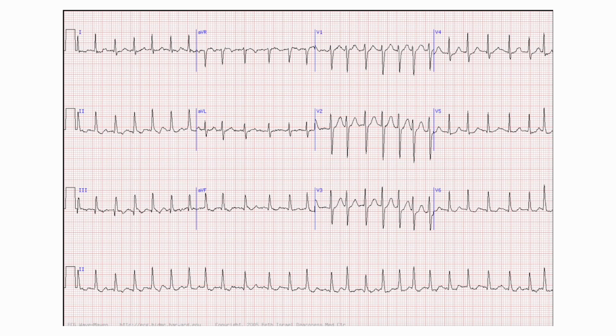So this EKG is Afib with RVR. We can see the rate is fast at around 156 beats per minute. There are no P waves, irregular RR intervals as shown here.